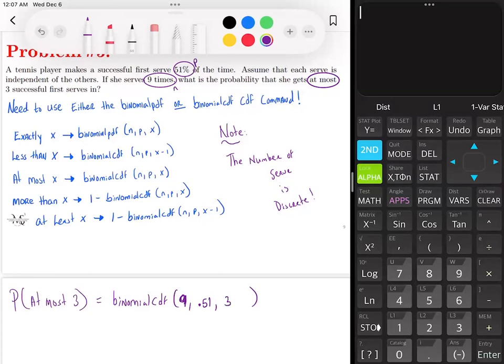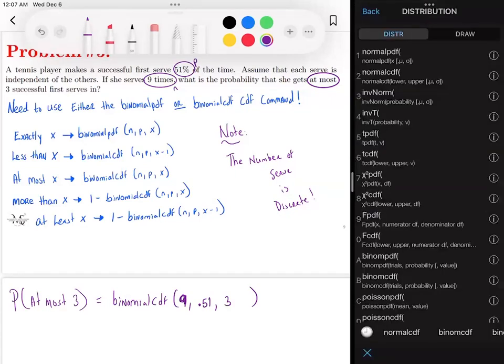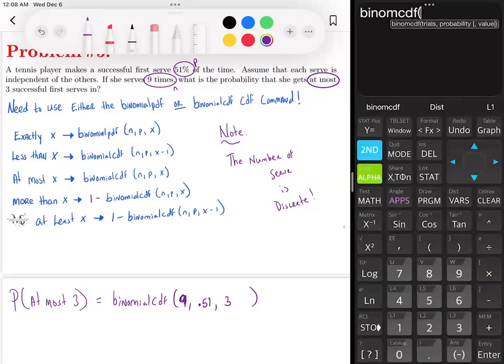So how do I do this in my calculator? In the TI-84, what you first have to do is hit 2nd, VARS, to get the different types of distributions. Now on your list, you want to use the binomial CDF command. I click on it, and then you enter your values of n, p, and x. So n is 9, so I do 9, comma, the value of p, which is 0.51, comma, the value of x, which is 3, close parentheses.